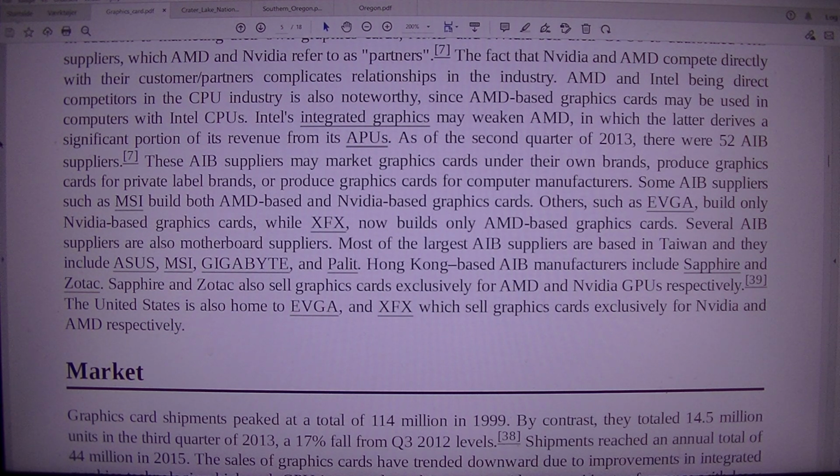As of the second quarter of 2013, there were 52 AIB suppliers. These AIB suppliers may market graphics cards under their own brands, produce graphics cards for private label brands, or produce graphics cards for computer manufacturers.